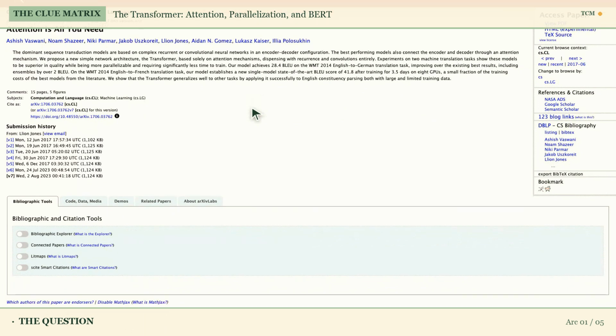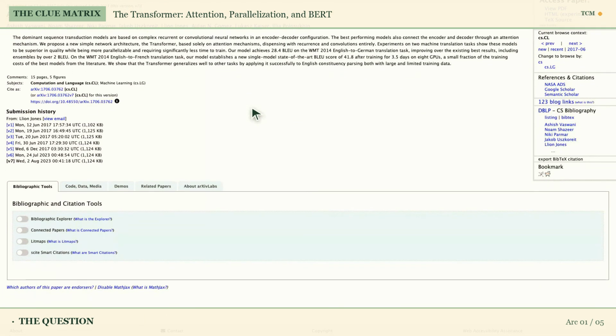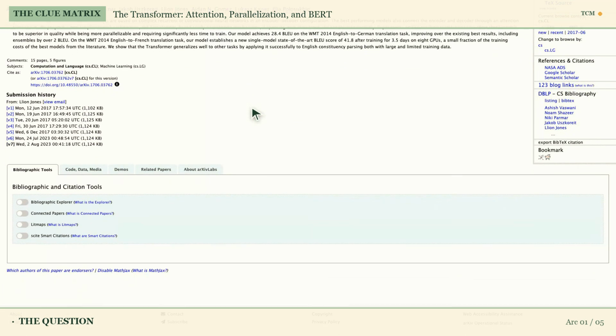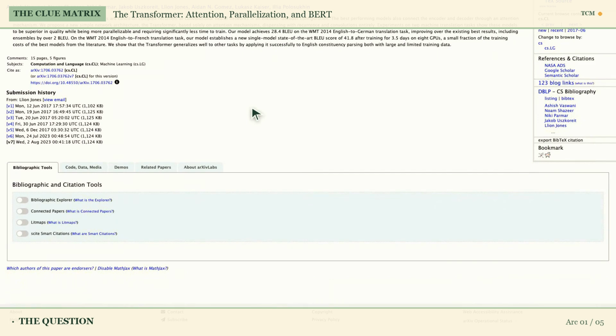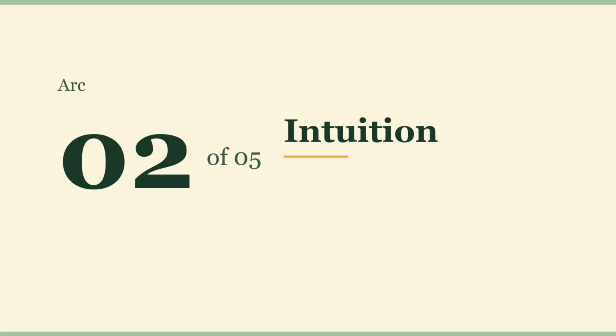Now, let's peel back the layers and understand how this revolutionary architecture works, starting with the high-level view. From a black box to how it processes input into output, I'm ready to see inside.